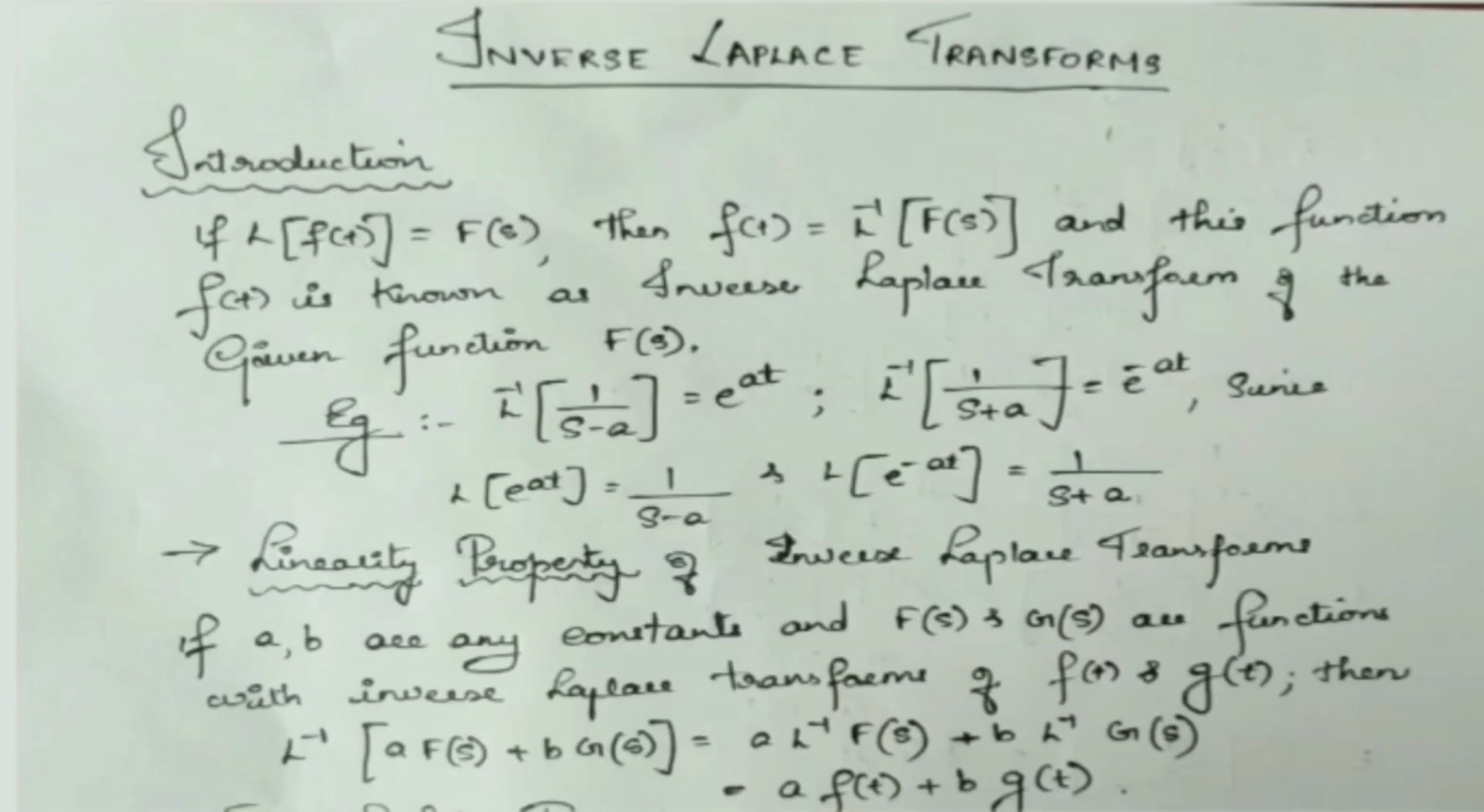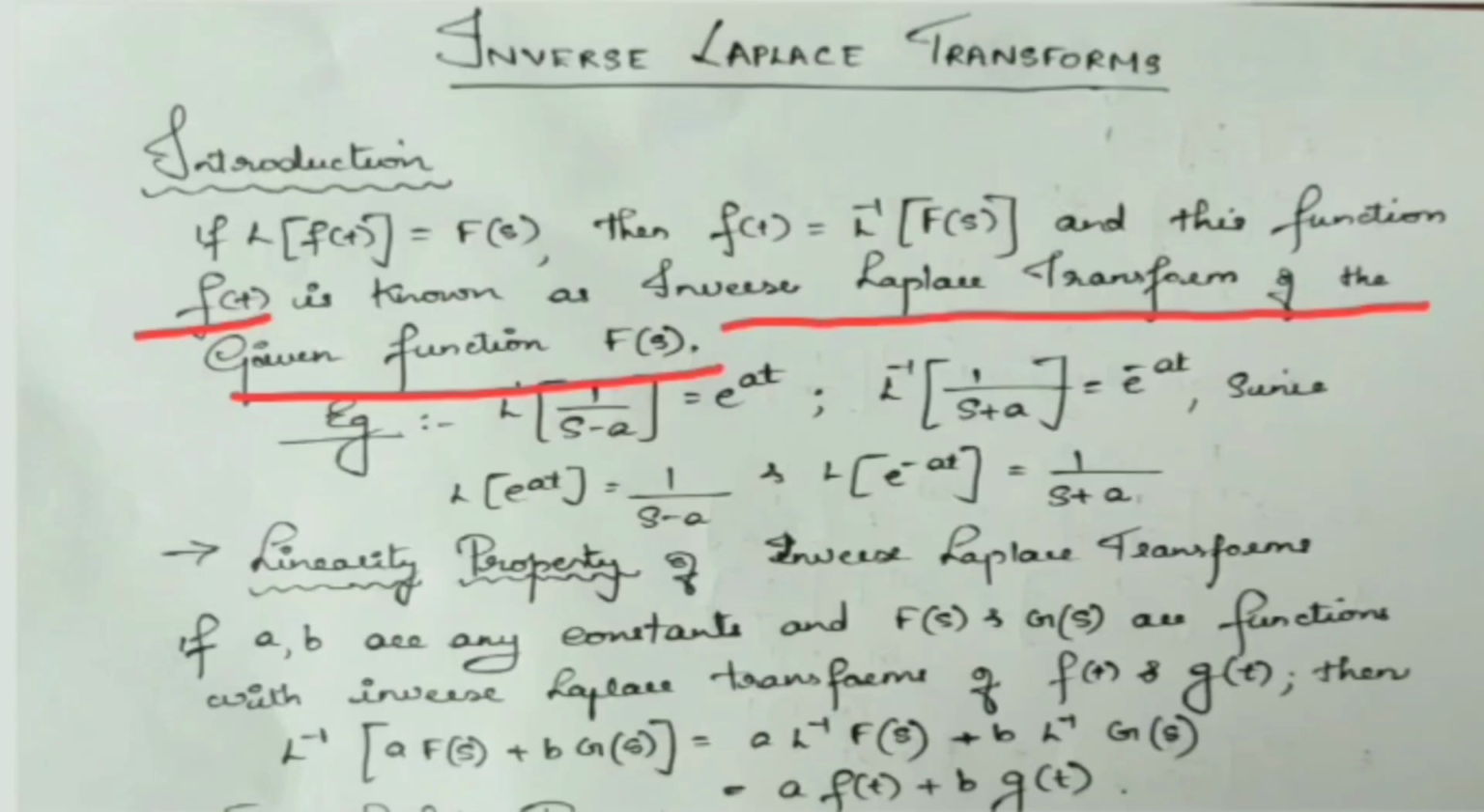First, let's go through the introduction of inverse Laplace transforms. Laplace of f of t equal to F of s. We all know that. So, f of t will be equal to Laplace inverse of F of s. That is, we just take this L to the RHS so that we get Laplace inverse. So Laplace inverse of F of s will be equal to f of t. And this function f of t is known as the inverse Laplace transform of the given function F of s.